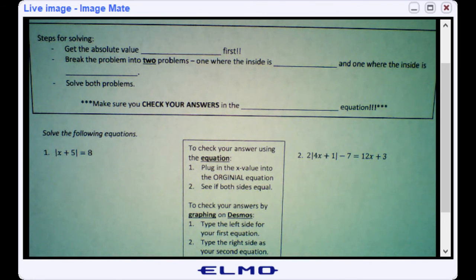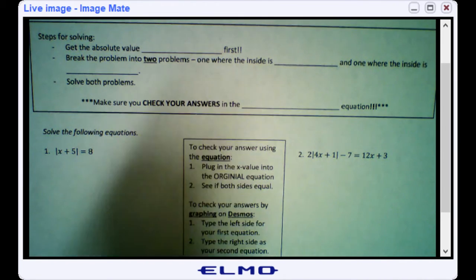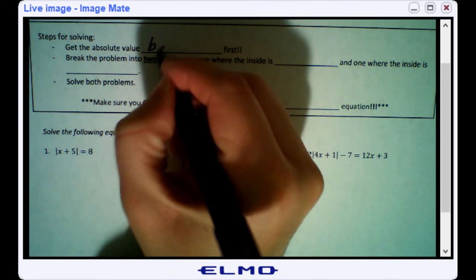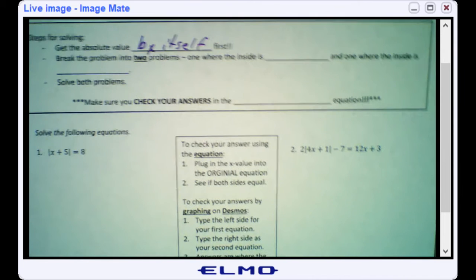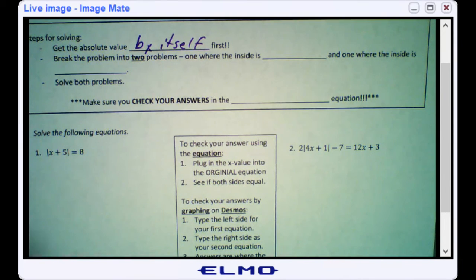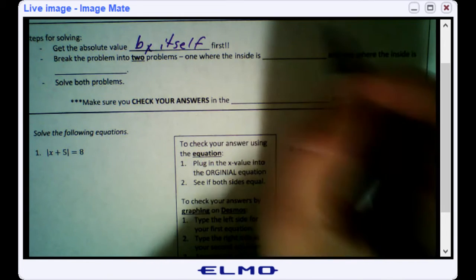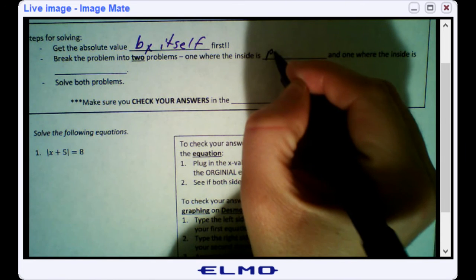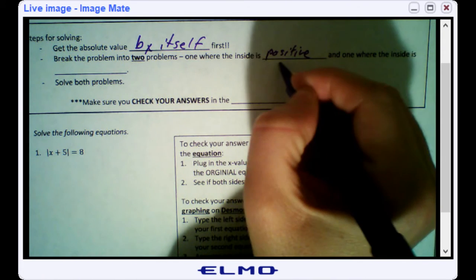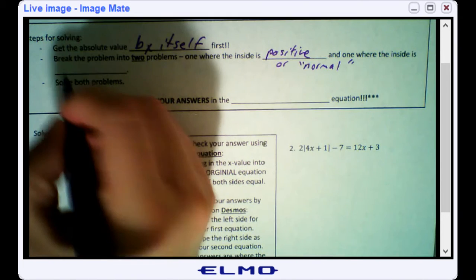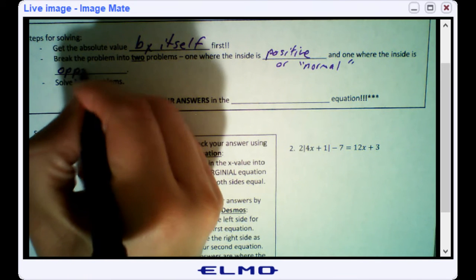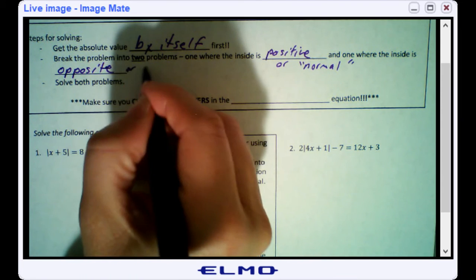Today we're going to talk about absolute value equations. Our steps for solving is to get the absolute value by itself first. Then we're going to break the problem into two problems. One where the inside is positive or normal, and one where the inside is opposite or negative.